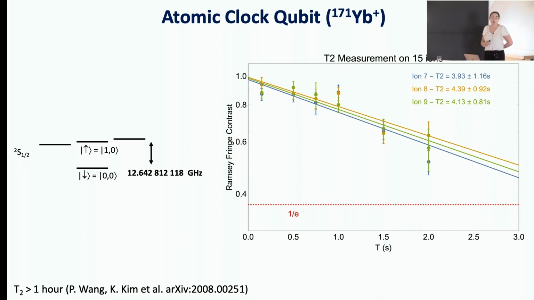So at the heart, we have our qubits, which are what we call atomic clock qubits in ytterbium-171. It's in the ground state hyperfine manifold. T1 is essentially infinite, and T2 times have been achieved over an hour in ytterbium. In our case, with microwaves, we can have about 4 seconds, and this is in a chain of 15 ions. So this is at scale. Our T2 is still very long.